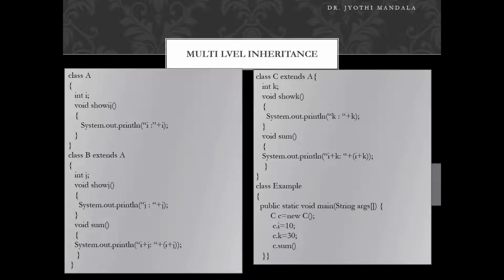Now whenever you are creating any object of this class C, then C can use this I variable and this show I method, and that C object can use this show ij method, this k variable, show k, and sum method also. There is no confusion to the compiler.